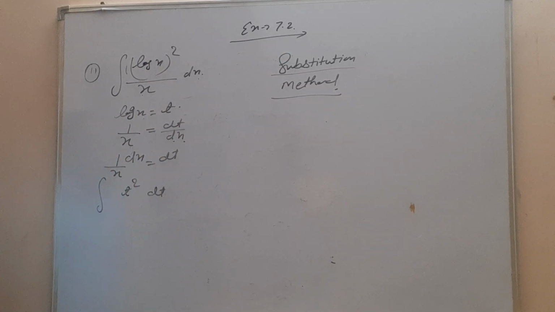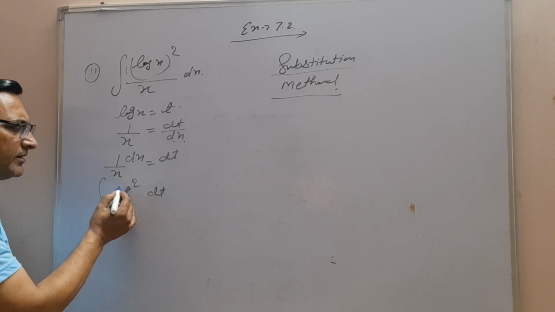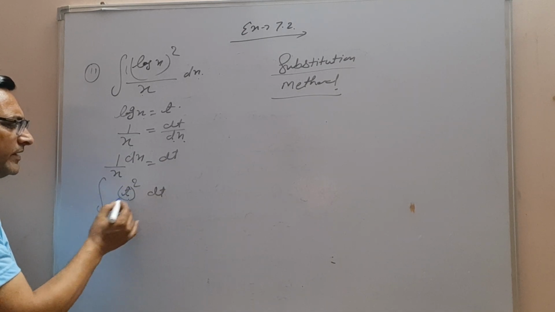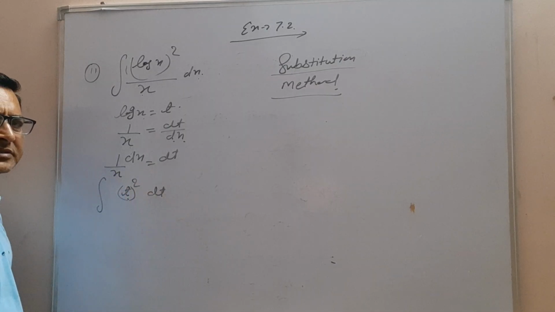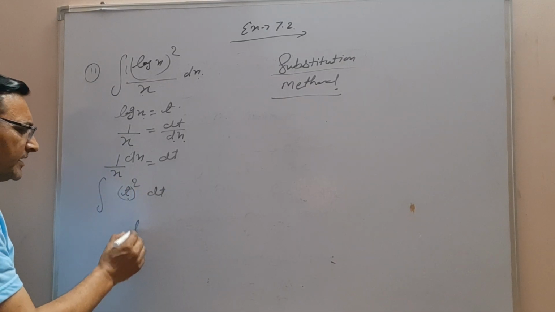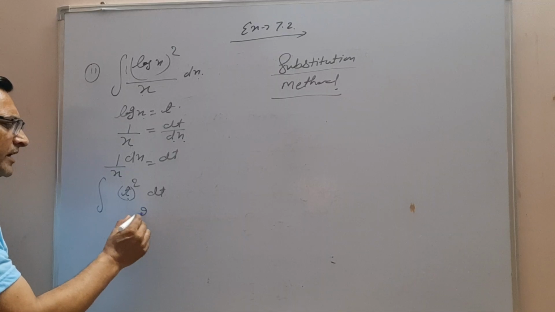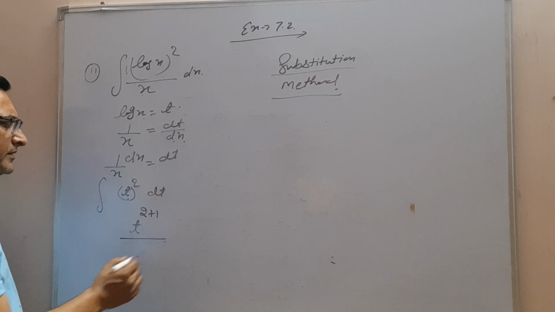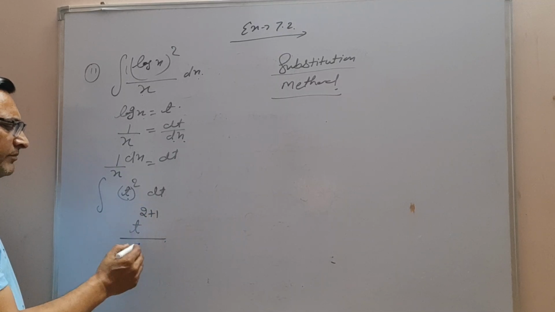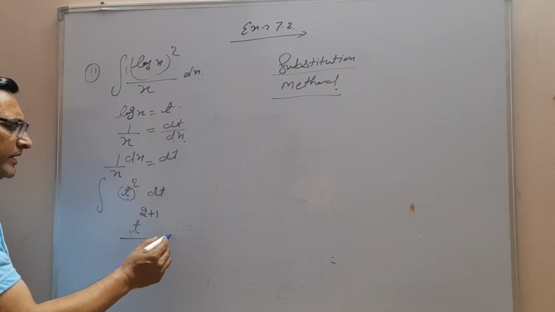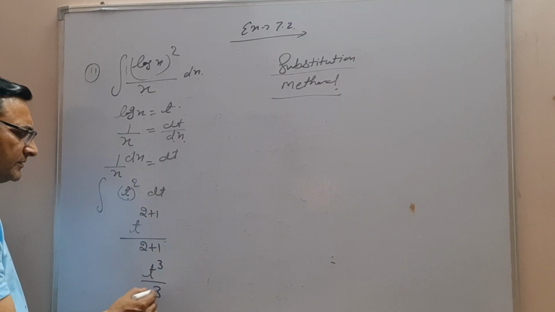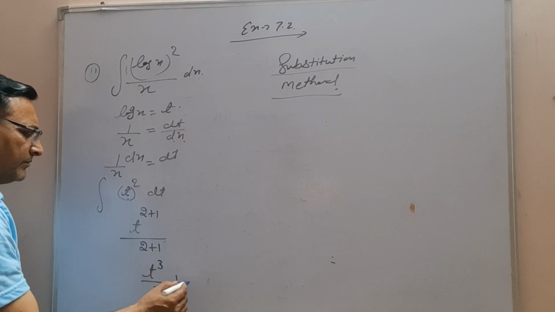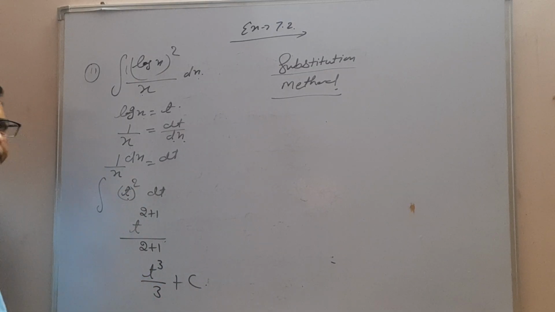Now the integration of t square is, if there is a variable and its power is constant, then its integration is, you have to add 1 to its power, and then the same number you will write in the denominator. So that will become t power 3 by 3 plus c.